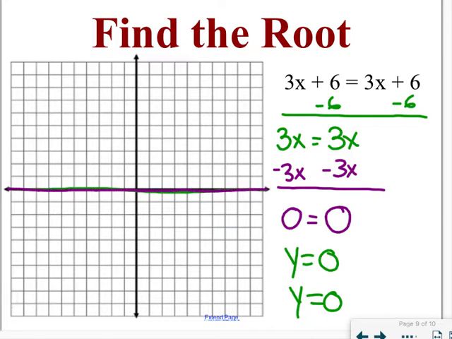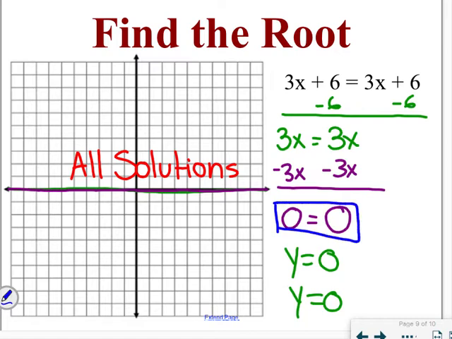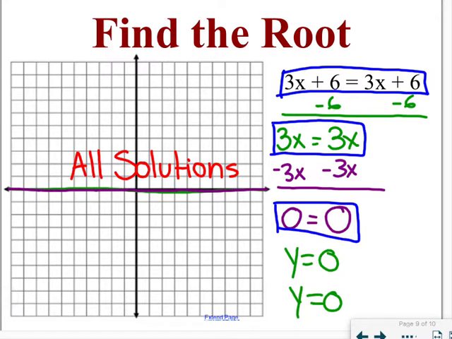So then, since they are stacked up, touching each other at all points, we call this all solutions, because our line touches that green line at all of the possible x values. If you were looking at it algebraically, you could have stopped here when you had 0 is equal to 0. You could have stopped here when you had 3x is equal to 3x. Or you did not even have to solve the problem, because you can notice that both sides of the equation are equal, telling you that it's all solutions.